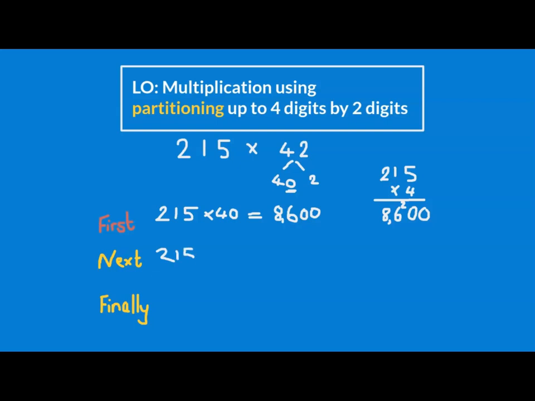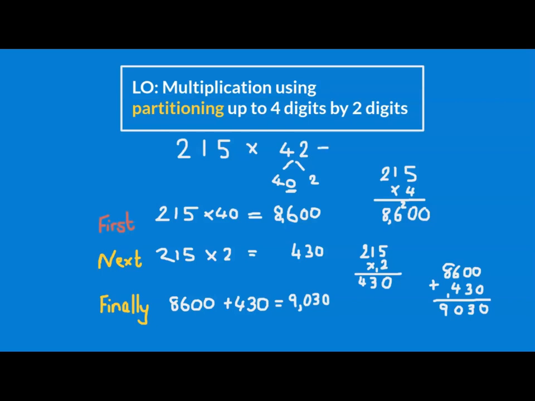Next, we'll multiply 215 by the 1's value. 215 times 2. The final product is 9,030.